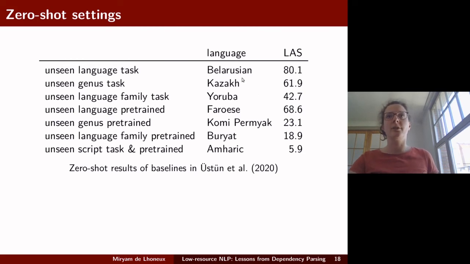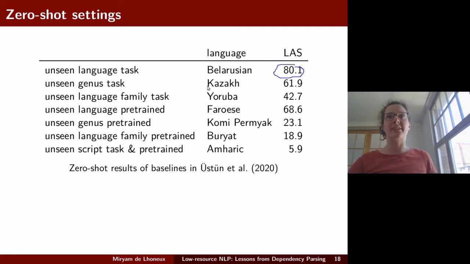For example, you can see the case of Belarusian is really the minimal required for zero-shot parsing. That is, the parser has not seen treebank data for the language, but it has seen pre-trained language model data for Belarusian, and it has seen a Slavic language in parsing. And as you can see, the LAS score is really pretty high for a zero-shot setting.